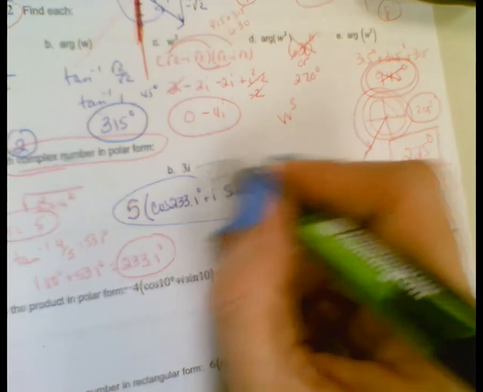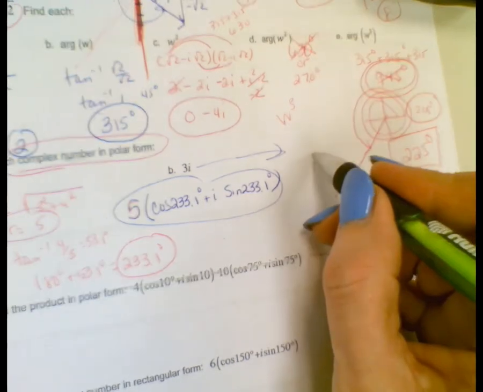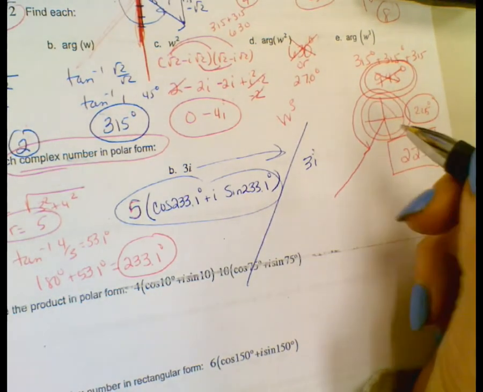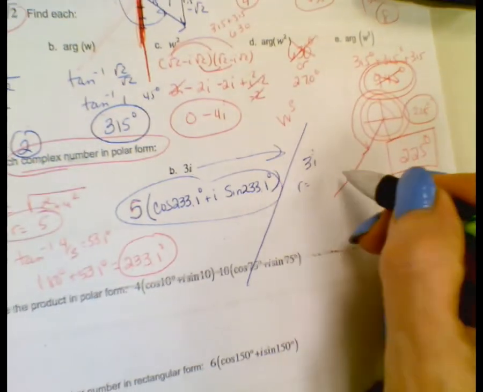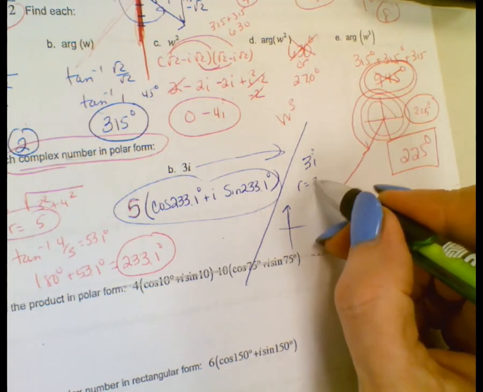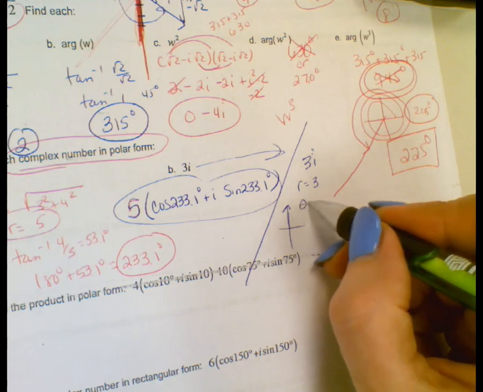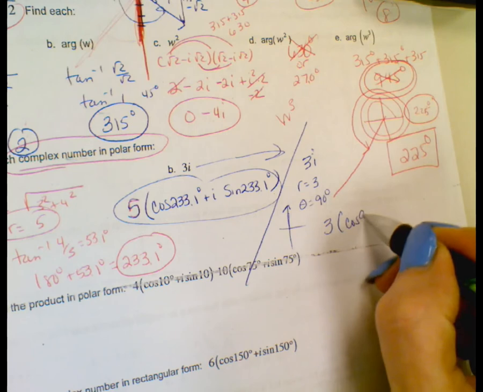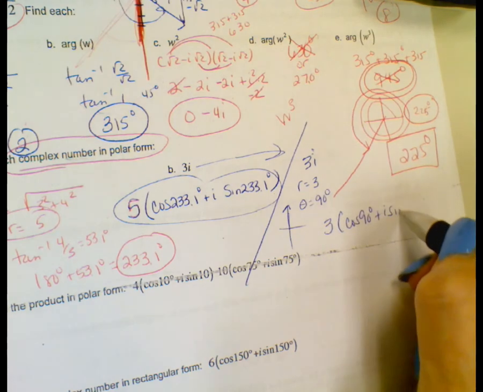Sorry, this B is going to have to come over here. So now we're going to do 3i next. So the complex number 3i. What is R for 3i? Well, just looking at 3i, it's right up here. It's got an R of 3. The radius is 3, and the angle is 90. So this would be 3 times cosine 90 plus i sine 90.